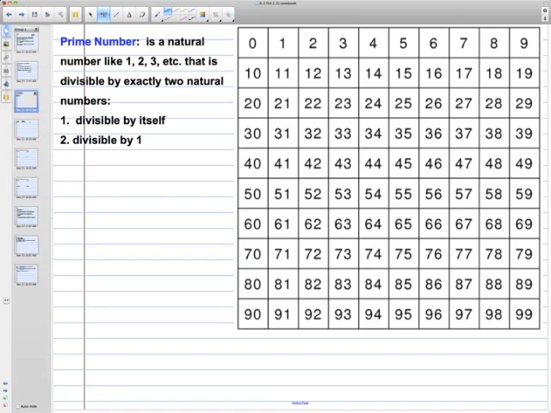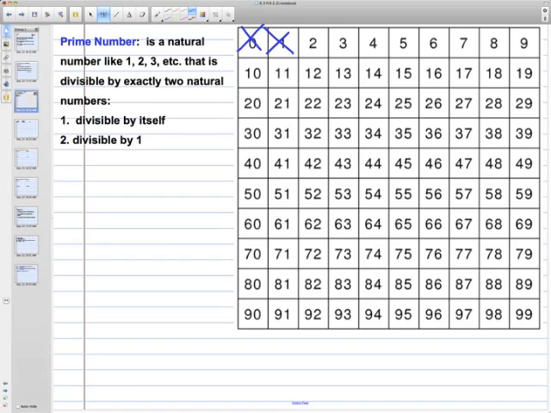So earlier today we put a number chart into your math notebook, and we're going to use that chart now to identify the prime numbers. First, we want to note that 0 is not a prime number, so we'll cross that one off. And 1 is not a prime number either. Although 1 is divisible by itself and it's divisible by 1, those aren't 2 other natural numbers. So therefore, 1 cannot be prime.